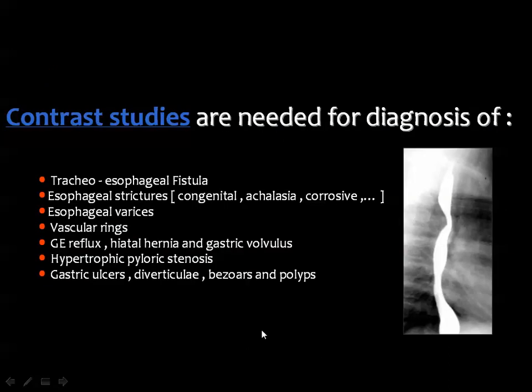Then barium is of great value in diagnosis of tracheoesophageal fistula, esophageal stenosis or strictures, whether congenital or due to achalasia or due to corrosives or post-operative. Then esophageal varices and vascular rings by identification of indentation on the posterior aspect of the esophagus. Also in the diagnosis of gastroesophageal reflux, hiatus hernia, gastric volvulus, hypertrophic pyloric stenosis, gastric ulceration, diverticula, gastric bezoars, and polyps.